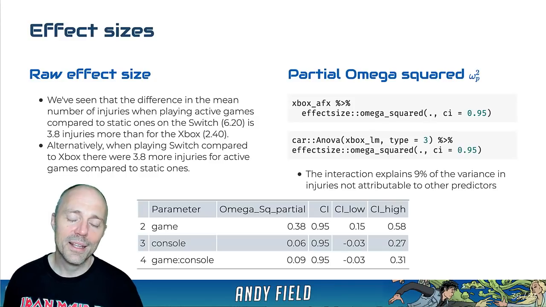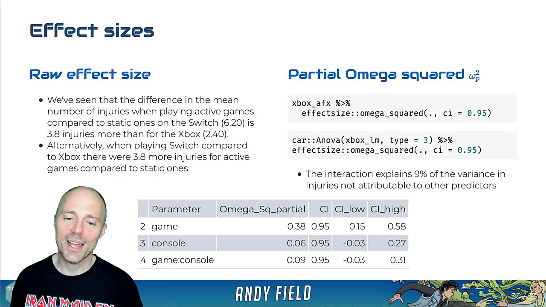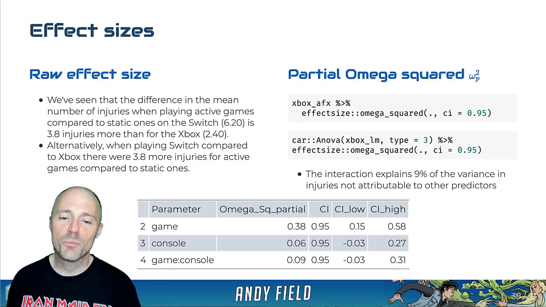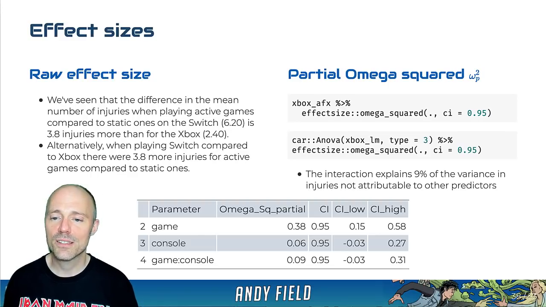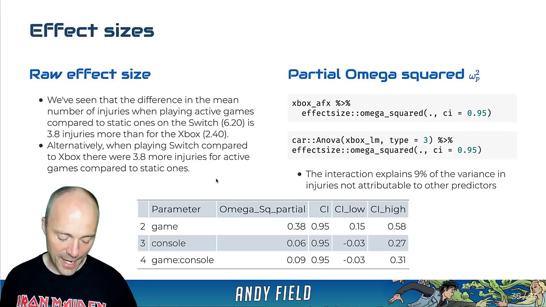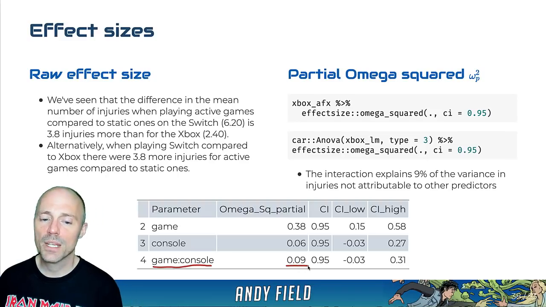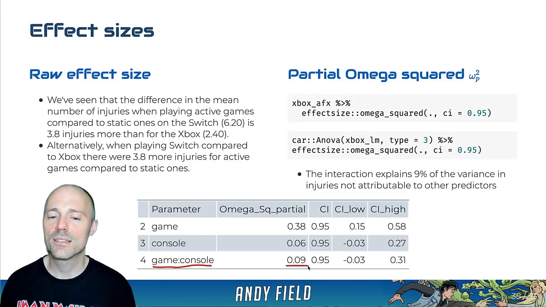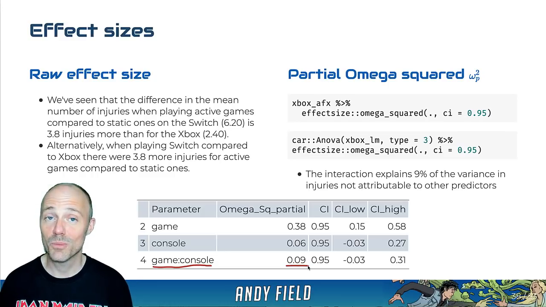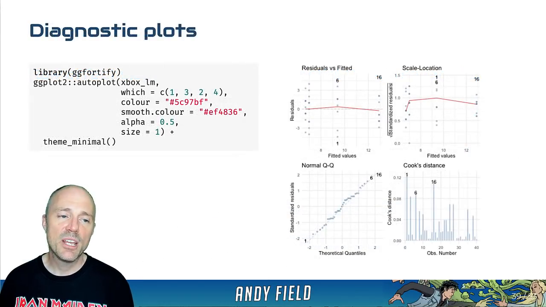You can also get R to produce something called partial omega squared. This gives you an effect size for each predictor: the proportion of variance in the outcome that's not attributable to the other predictors. In the case of the data here, for our interaction effect, which is mainly what we're interested in, we get a partial omega squared of 0.09. You can multiply it by 100 to make it a percentage. It's basically telling us that the interaction explains 9% of the variance in injury severity that's not attributable to the other predictors.